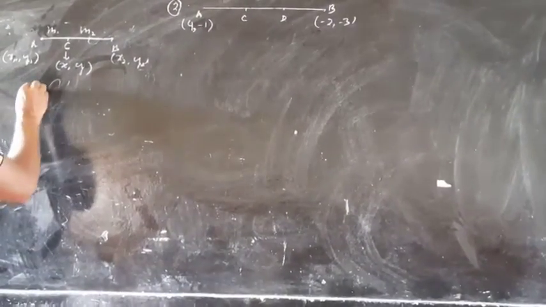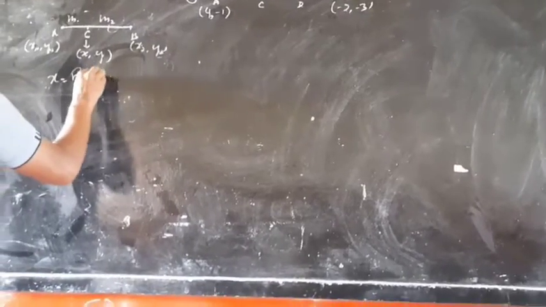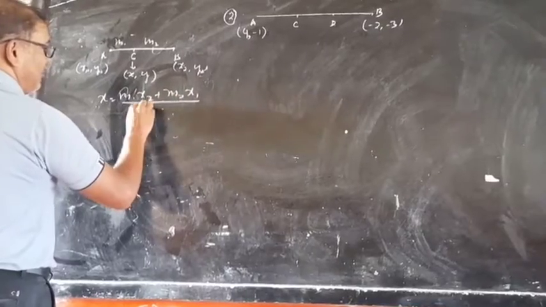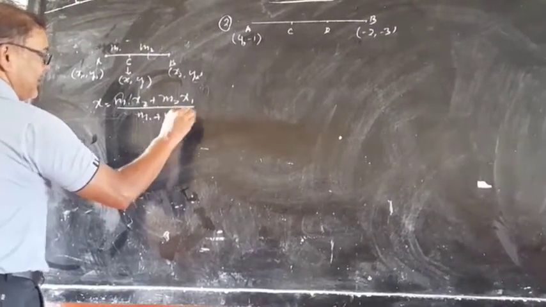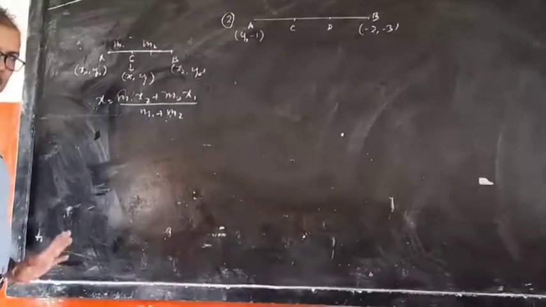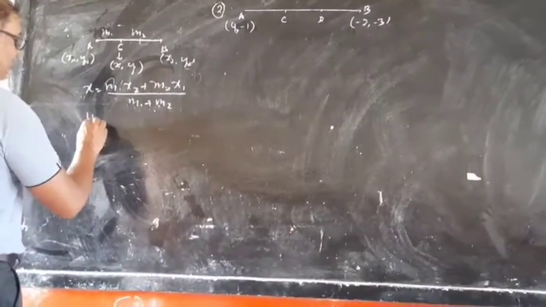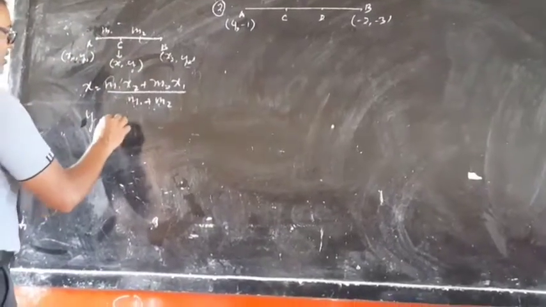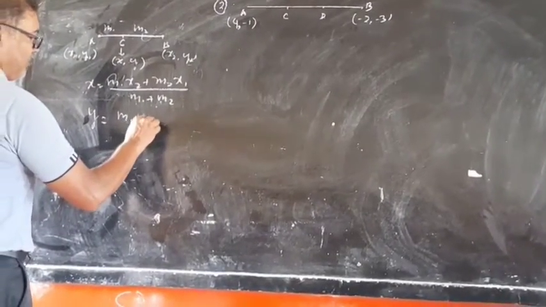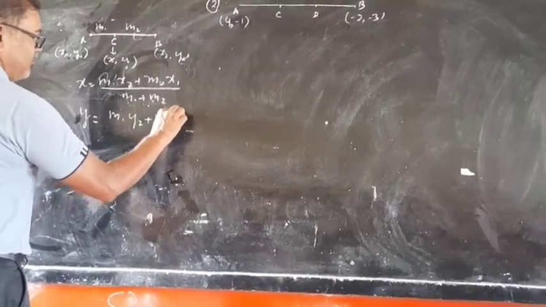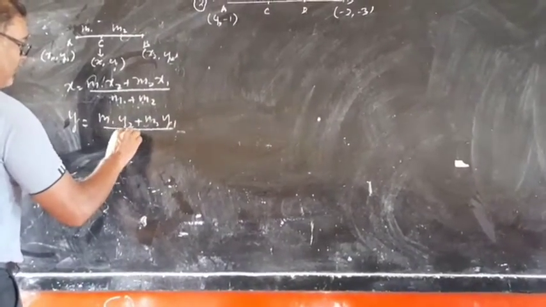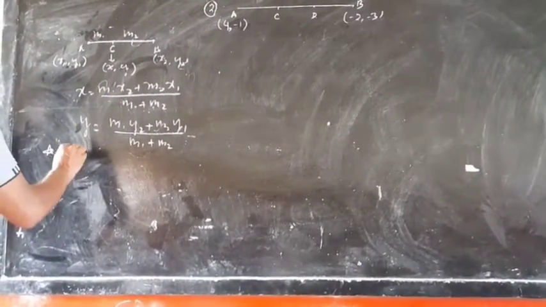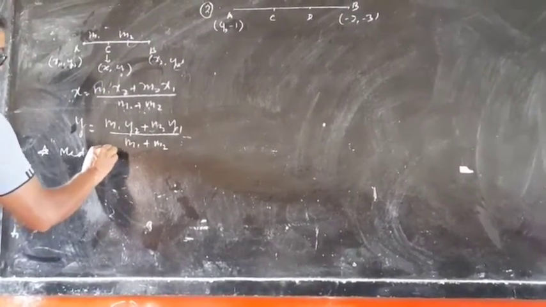So what is the value of x? That is equal to m1 x2 plus m2 x1 upon m1 plus m2. Likewise, the formula for the coordinate y in this condition is equal to m1 y2 plus m2 y1 upon m1 plus m2. Then I told you about one special condition, that is the midpoint.